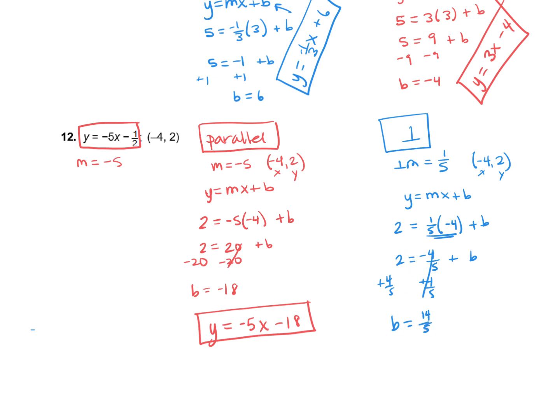Let's make sure we use the improper fraction of 14/5. So our final answer, the equation of the line that's perpendicular to the line they gave us, is y equals, our slope is 1/5, the x goes with that, and the y-intercept we found to be a positive, so plus 14/5.